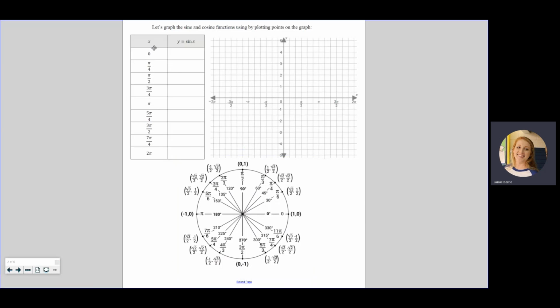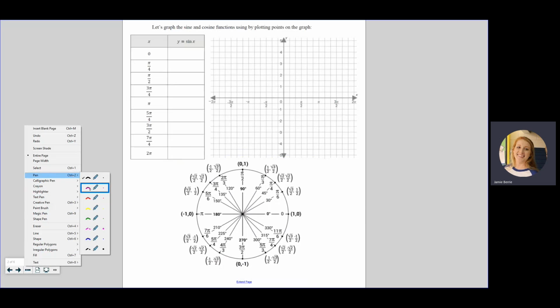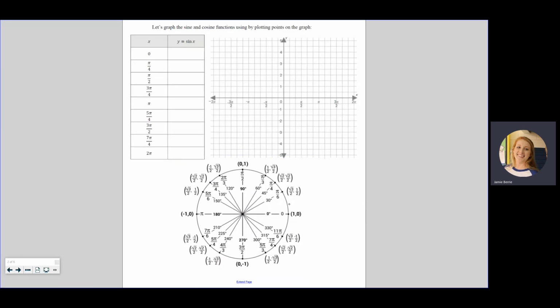Sine of 0 is going to be the y value at 0, which is 0. Sine of pi over 4 is the y value at pi over 4, so that would be square root of 2 over 2, which is approximately 0.707. Plug that in your calculator. Pi over 2, the y value is 1. 3 pi over 4, the y value is again square root of 2 over 2, approximately 0.707. Sine of pi is 0.